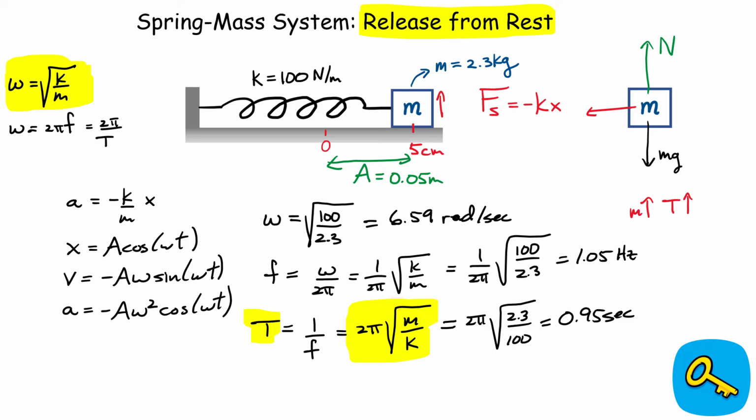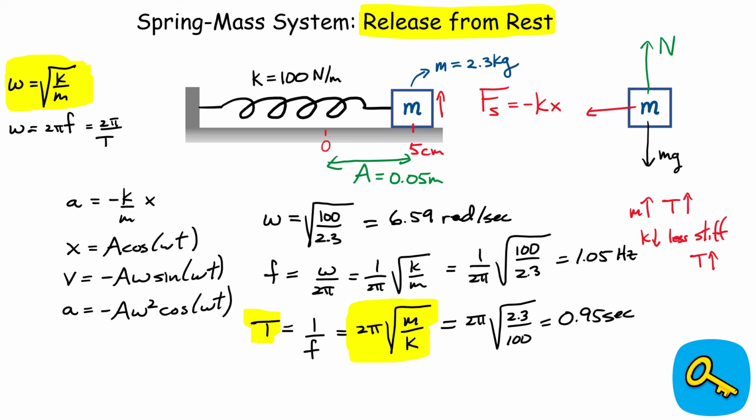That makes sense. What about the spring constant? What happens if I make the spring constant smaller? Well, if I make the spring constant smaller, it means the spring is less stiff. So if it's less stiff, guess what? It's going to take longer to complete one oscillation, so the period is going to go up.